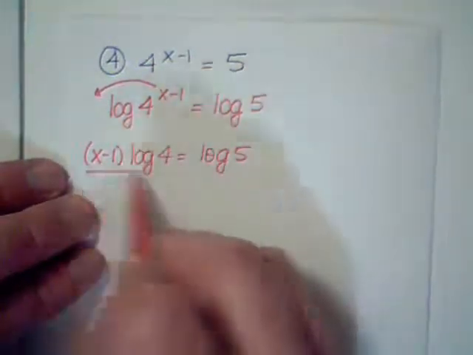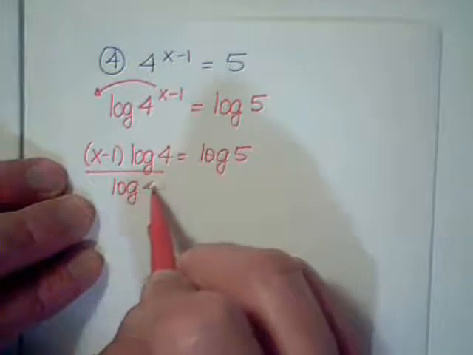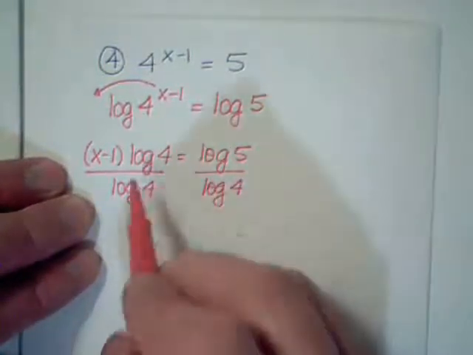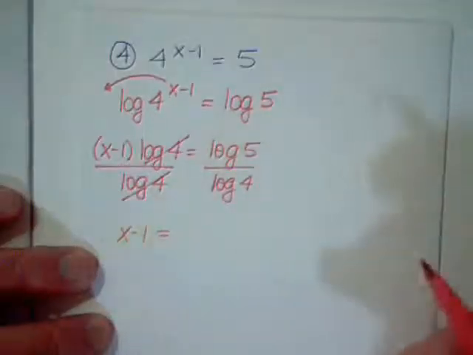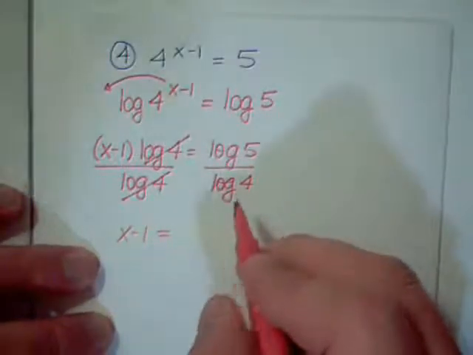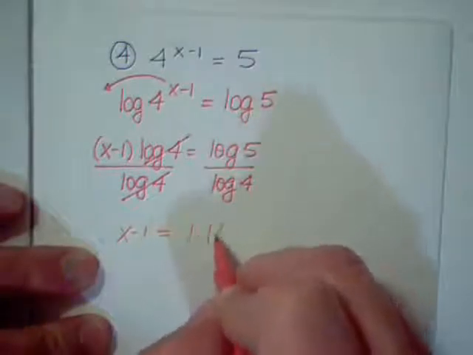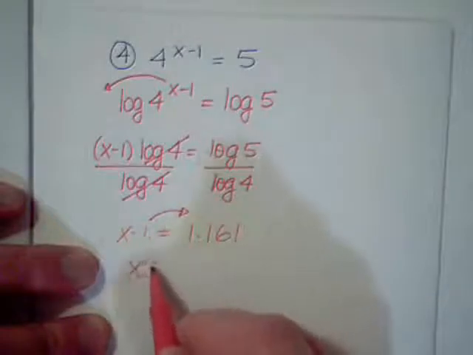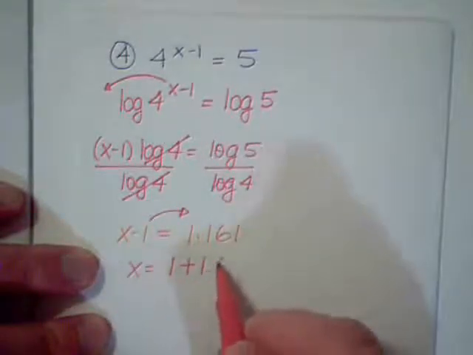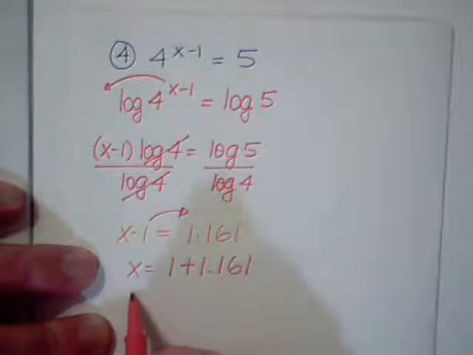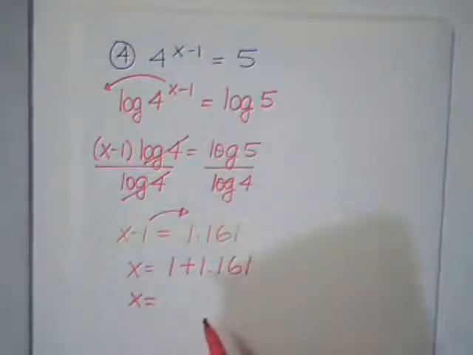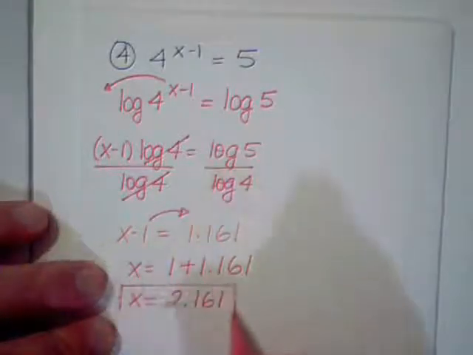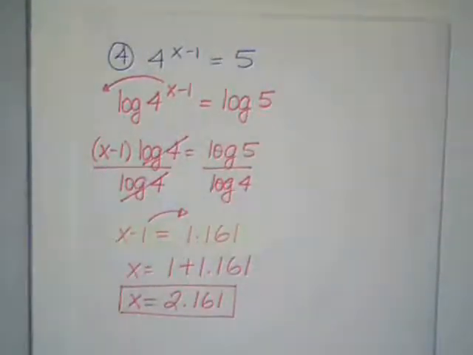Now we want to divide both sides by the log of 4. And then log of 5 divided by log of 4 will be 1.161. And move the 1 to the other side, so this will be x equals 1 plus 1.161. So x equals 2.161. And that's my final answer.